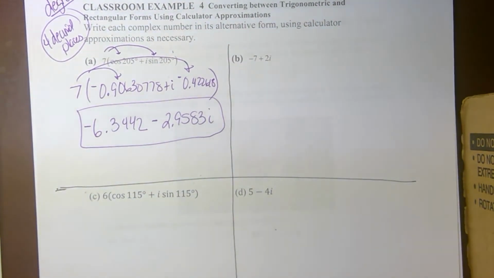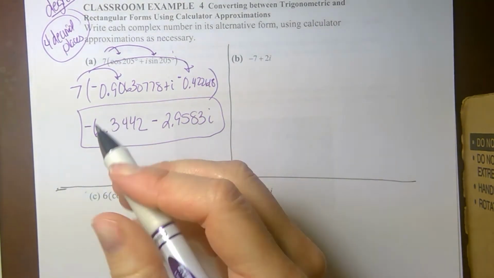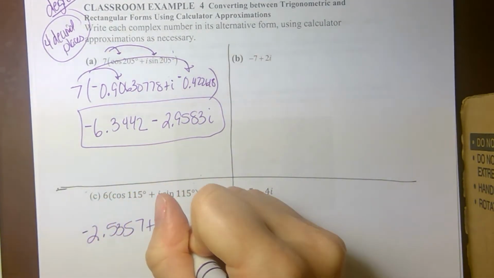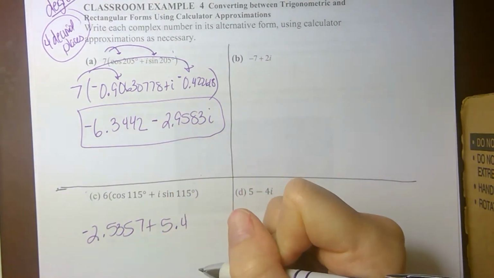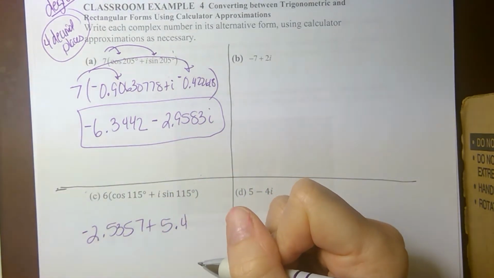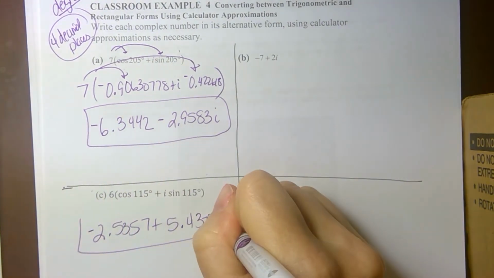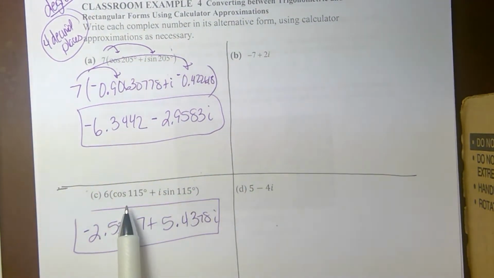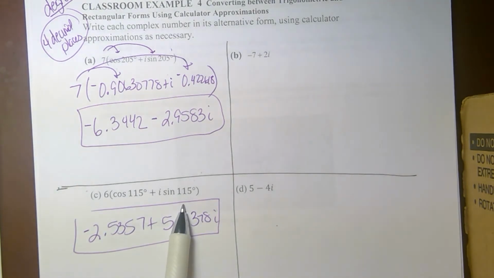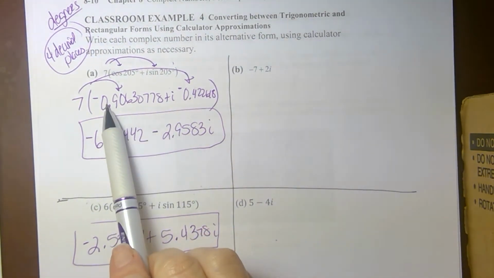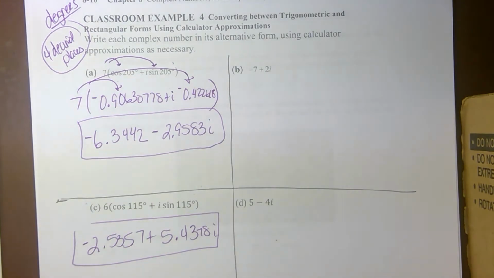All right, so using your calculator again, you're going to multiply 6 times the cosine of 115 degrees, round it to 4 decimal places. And then multiply 6 times sine of 115 degrees. Don't forget your i, because this is your imaginary part. 115 degrees is in quadrant 2, so cosine is negative and sine is positive. 205 degrees is in quadrant 3, so cosine and sine are both negative.